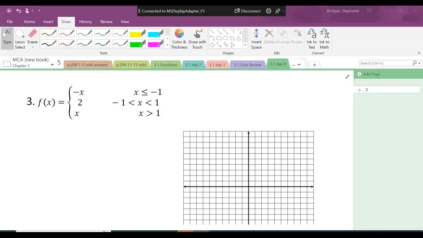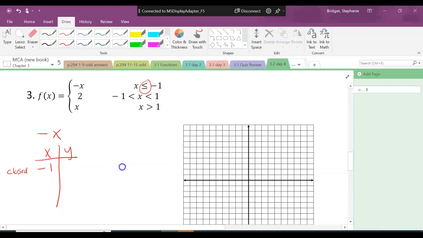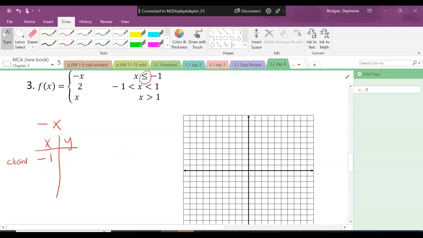All right. The first part, the first interval, the first piece of my graph. The function is negative x. My inequality says x is less than or equal to negative 1. So I've got to start with negative 1 and decide, is that open or closed? Closed. It's closed because of the less than or equal to sign. And then I need to choose a few numbers that are less than negative 1. What would that be? Negative 2, negative 3, and you can even choose negative 4 if you want to. And then we're going to plug those in.